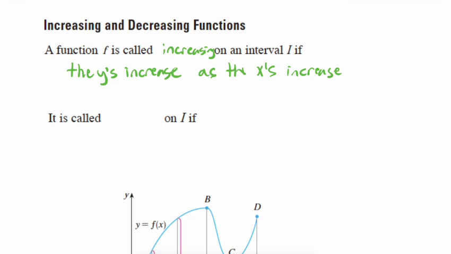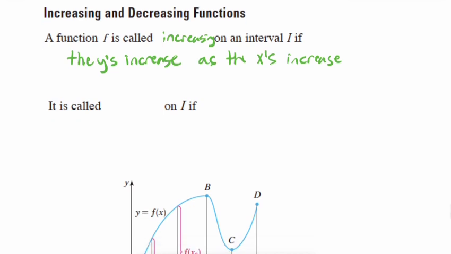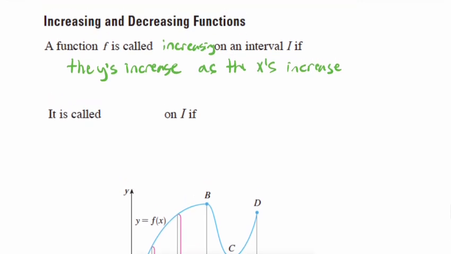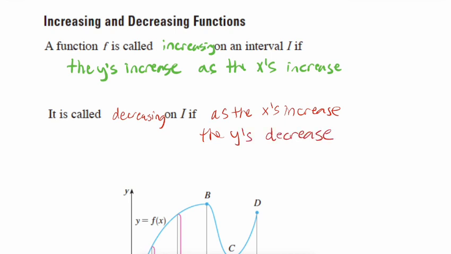So let's look at the picture down below. Okay, let's just write in the definitions and then we'll go back. A function is decreasing on an interval if as the x's increase, the y's decrease. So the x's always are increasing. The x's are always moving from left to right.